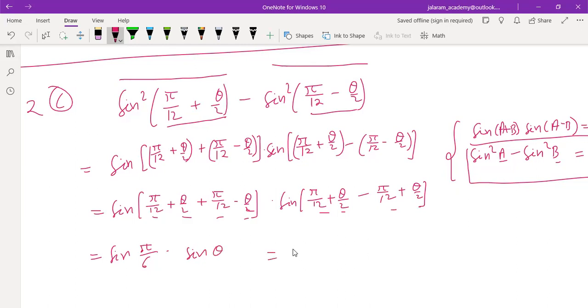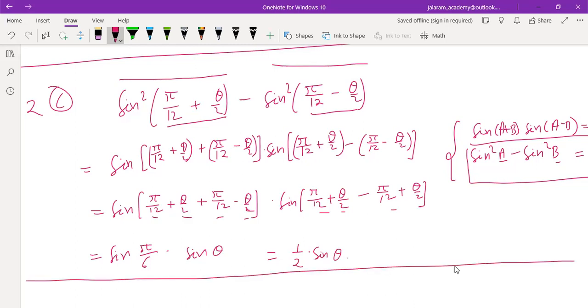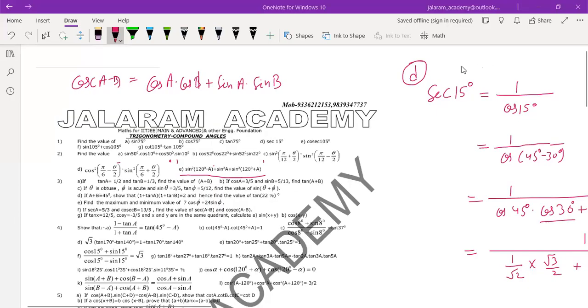And we know that the value of sine pi by 6, pi is 180 degree, sine 30 degree. So it is half sine theta. This is how we can solve question number 2C. Sine square pi by 12 plus theta by 2 minus sine square pi by 12 minus theta by 2 equals half sine theta. Similarly, we can solve this question number 2E. Sine square 120 degree minus A plus sine square A plus sine square 120 degree plus A.